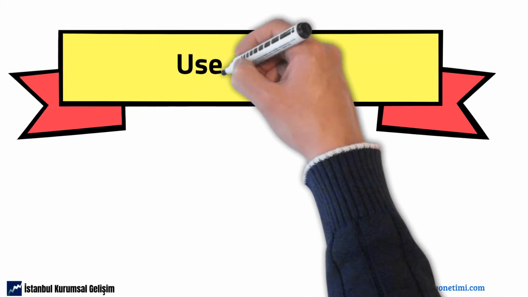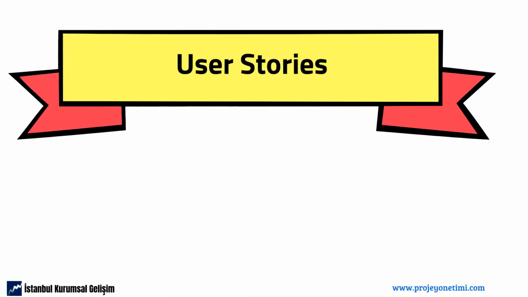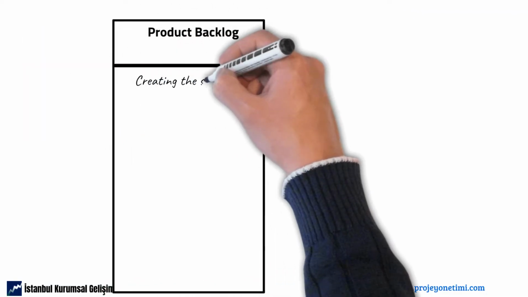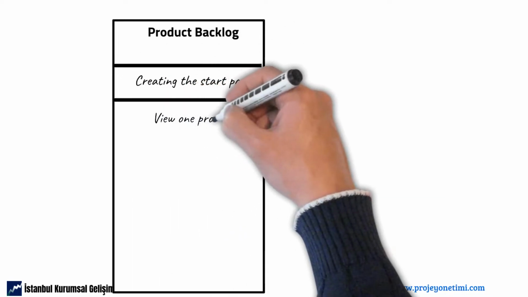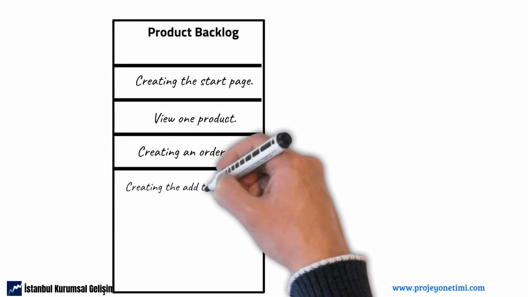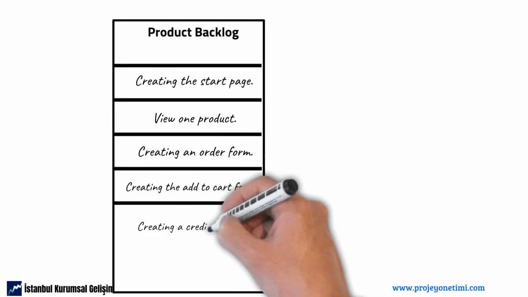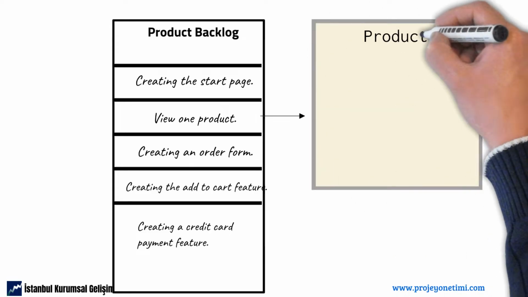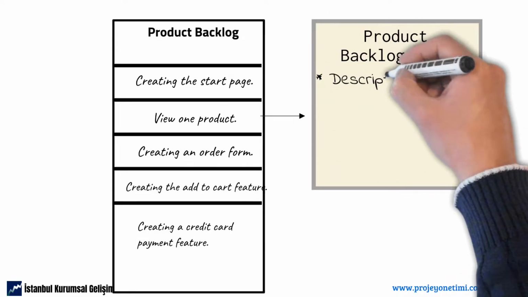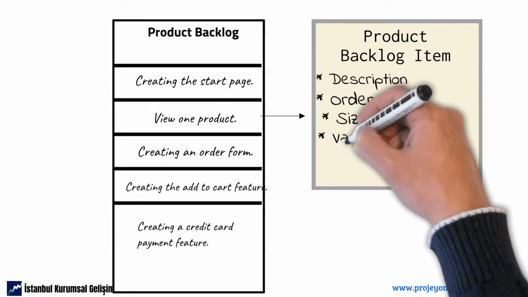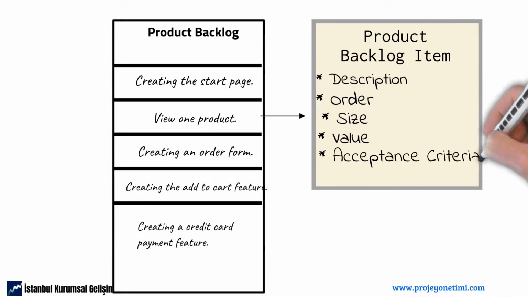User stories. In our last lesson, we identified the product backlog items for the project of setting up an online shopping system for a grocery store. After that, the product owner will work with the team to add more details to the items in the backlog. Product backlog items should be detailed to include attributes such as description, order, size, value, and acceptance criteria.